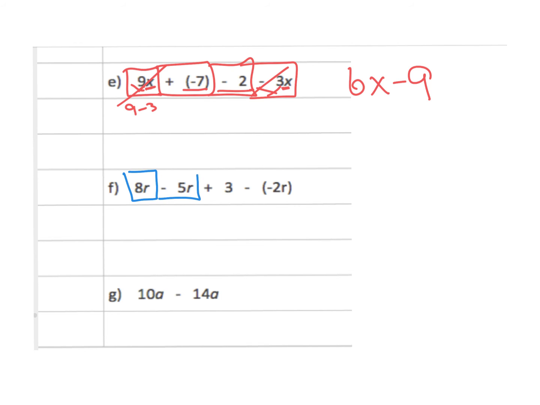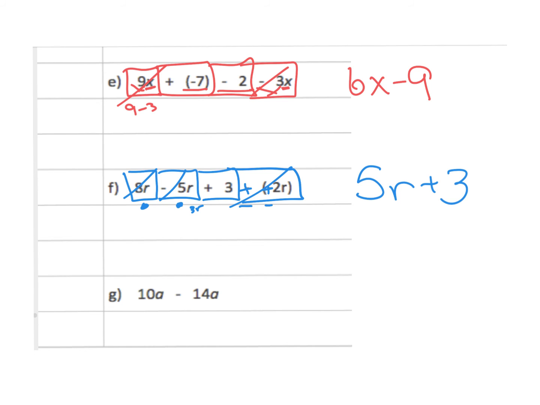Letter F, draw our boxes. Now, I'm going to make this easy. Here in this box, I'm subtracting a negative. So I'm going to double dash and make it a positive. It's just going to make life easier. So I've got 8r minus 5r, that gives me 3r, plus 2r, that gives me 5r. So I put those 3 together, and the 3 is by itself, so I'm just going to add 3.